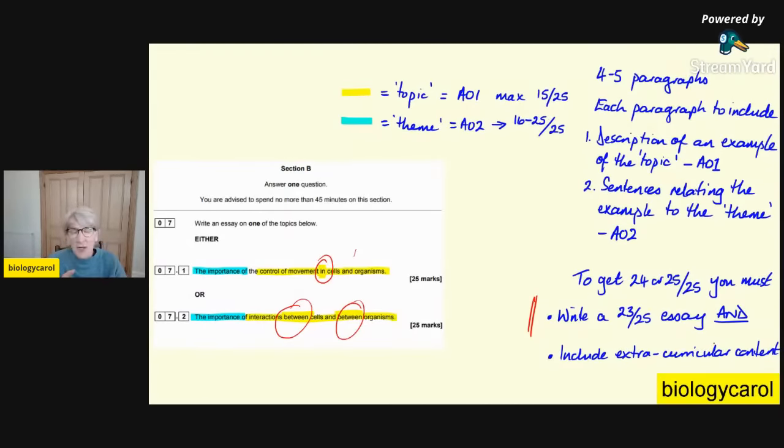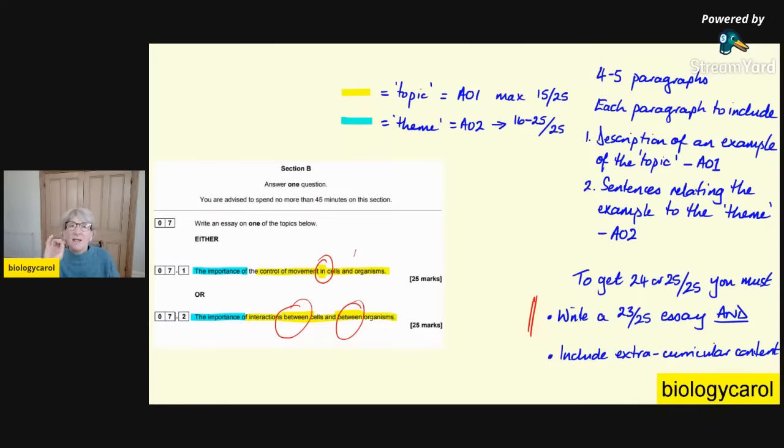Now, I'm going to be really pragmatic about this. If you are a C or a B grade student, basically, I'm going to be honest, anything lower than an A, or probably anything lower than an A-star, there's no point. If you write a perfectly reasonable essay, but not an absolutely perfect one, and you include extracurricular content, that isn't going to jump you up to a 24, 25 mark essay, because you've got to have nailed writing a flipping brilliant essay anyway.